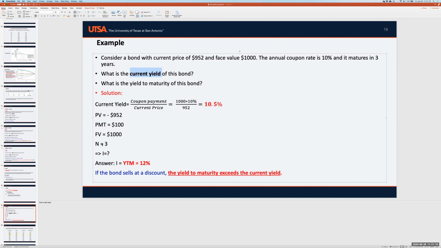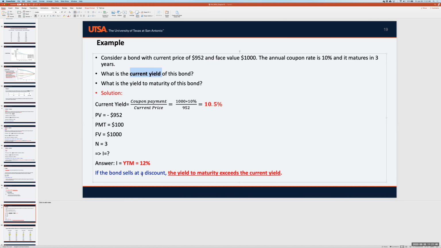How can we find the yield to maturity? So we know present value, we know payments per year, we know the future value, we know the number of periods. How can we find the discount rate? The simple calculation, if you use a financial calculator, just enter the numbers in the financial calculator and compute for the discount rate, which is I, and yield to maturity is 12%.